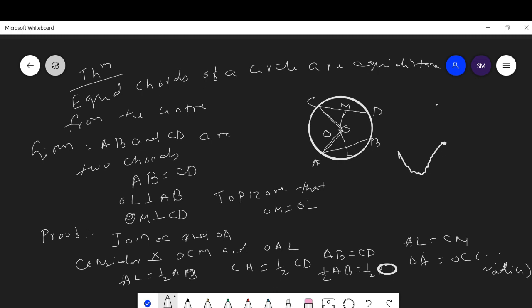And these are perpendicular, which implies that angle OMC is equal to angle OLA, a right angle, then by the RHS property.